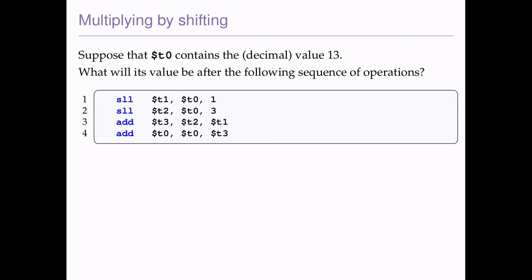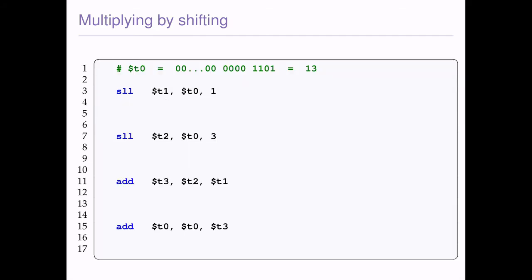Assume that the value in T0 is 13, so T0 contains 13. What will the value be after the following sequence of operations? So we have a shift left by 1, shift left by 3, we have a couple of adds there, they're all doing different things. So the easiest way I would say to figure this out is to split it up line by line and figure out what's happening at each stage. So let's do that. So we start off with T0 is equal to 13.